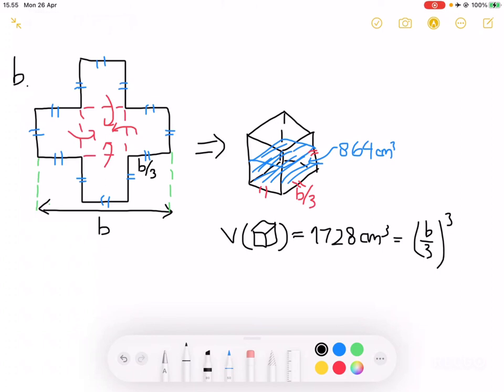And we can solve that like so. So 1,728 centimeters cubed is equal to b cubed over 27. And we can solve that, and that will give us an answer of b being equal to 36 centimeters.